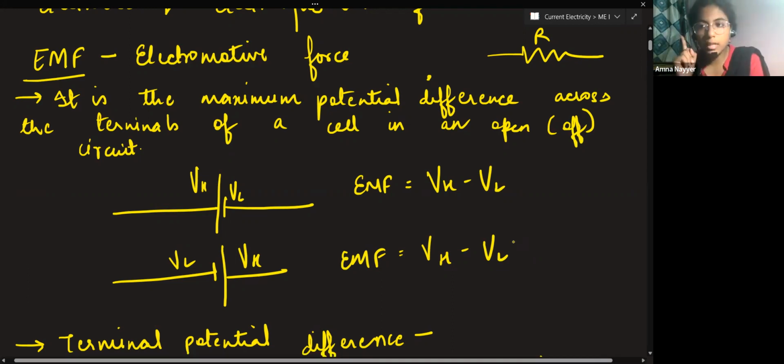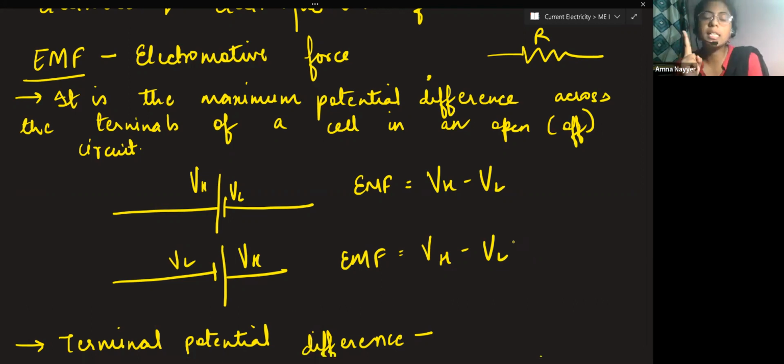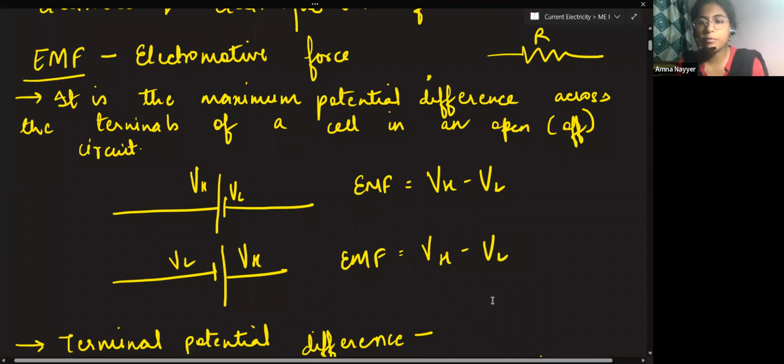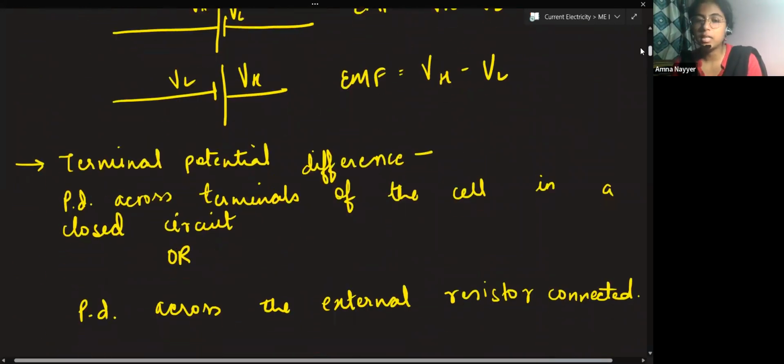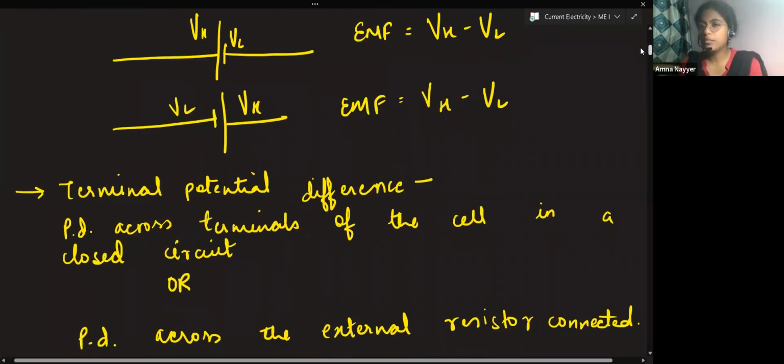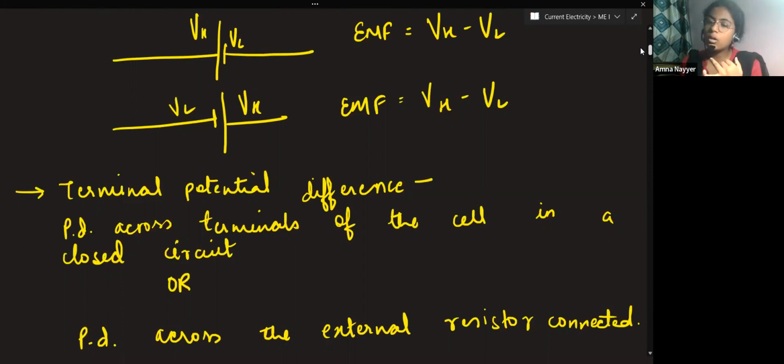First quantity was internal resistance. Second quantity is EMF. Last quantity, then we'll stop for a while, that is terminal potential difference. So terminal potential difference is basically the potential difference applied across. See, two definitions are there. This very first definition which is written says that it's the potential difference across the terminals of the cell in a closed circuit, meaning when you have completed your circuit, the circuit is closed.